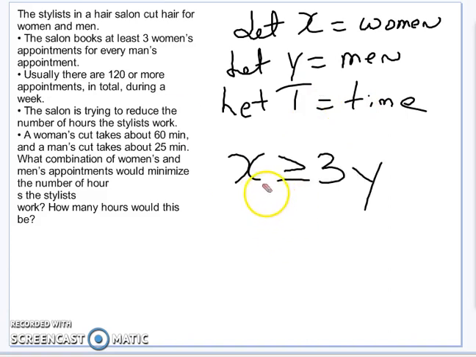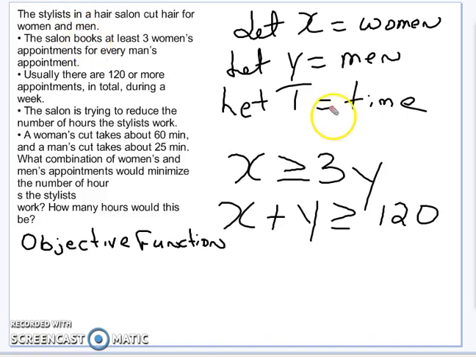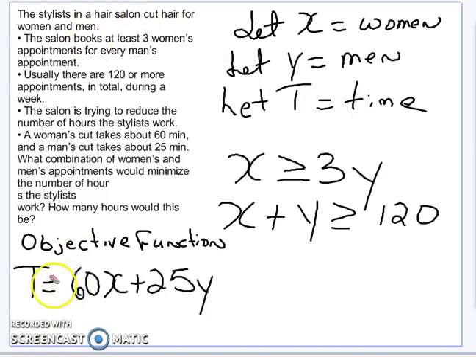So where am I going to start? The first thing I'm going to say is x must be greater than or equal to 3y. Well, how did I get that? The number of women coming for cuts is at least 3 times greater than the number of men coming for cuts. I also can say that the number of men and women together in total is more than 120 a week. I'm also going to create an objective function. In this case, I'm going to use t for time, and it's going to simply be t(x, y) equals 60 times the number of women, because a woman's cut takes 60 minutes, plus 25 times the number of men, because it's 25 minutes for a man's cut.